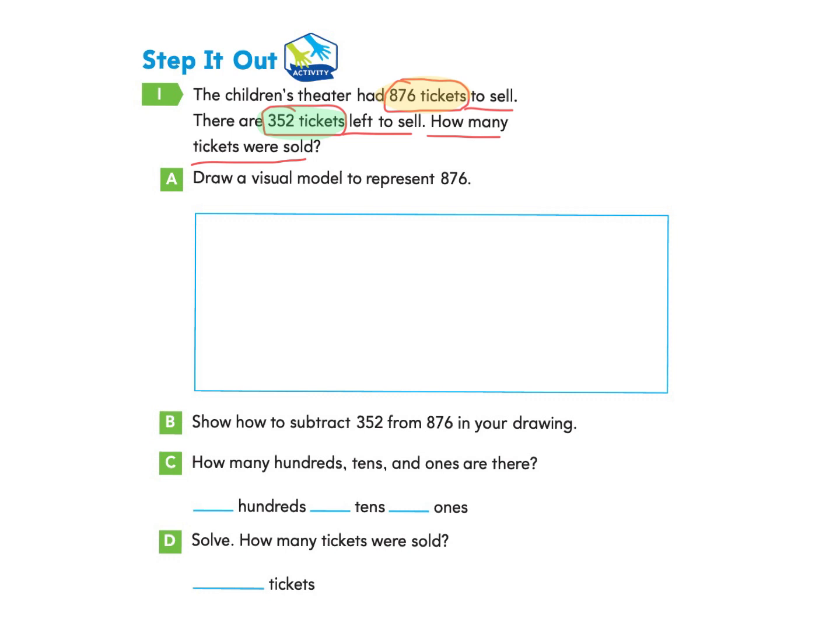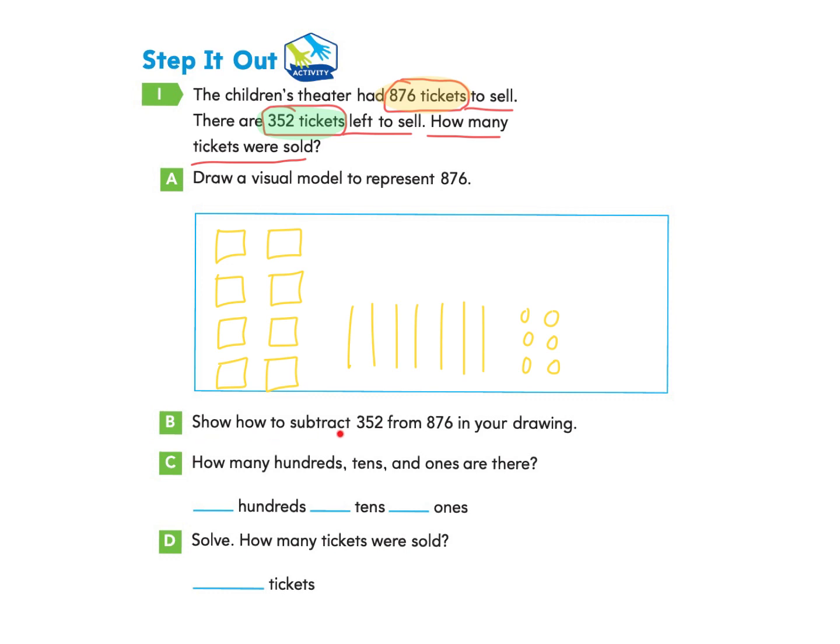So let's follow what they're asking. Draw a visual model to represent 876. You may want to pause and try this on your own and come back, or you can follow along with me. I see that there are 8 hundreds in 876, so I'm going to draw 8 hundreds. Then I see that there are 7 tens, so I'm going to draw 7 tens represented by these sticks. And then I see that there are 6 ones, so I am going to draw 6 little circles to represent the ones. Okay, now we need to move on to part B.